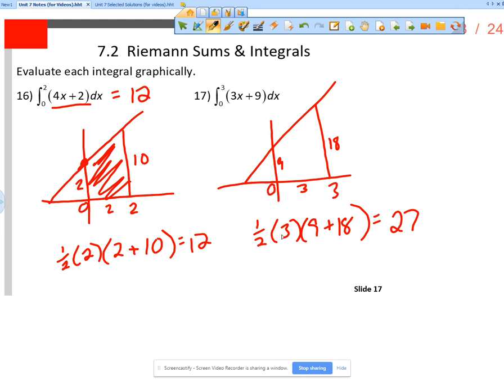That doesn't seem right. Sorry. 27 times 3 is not that. It is 81. Oh my goodness, I'm sorry. 81 halves. All right, there you go.